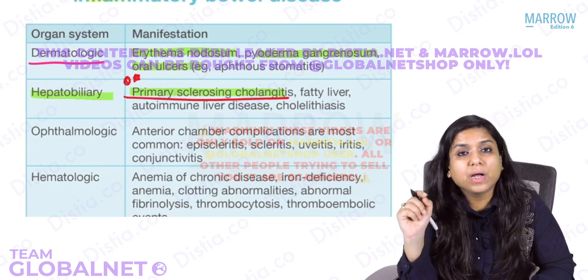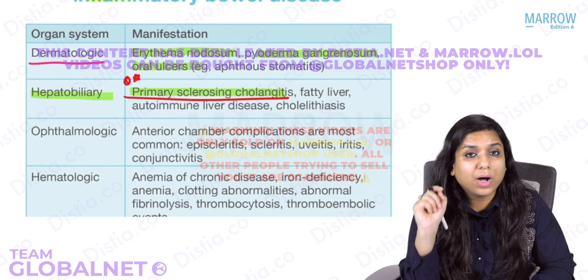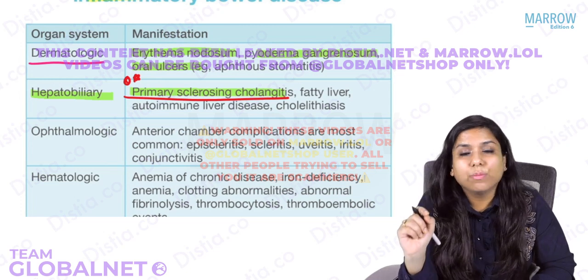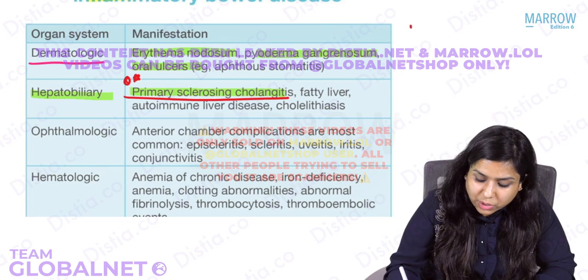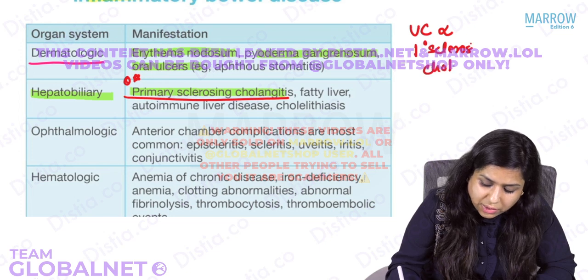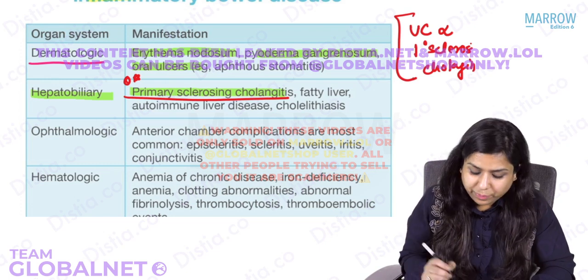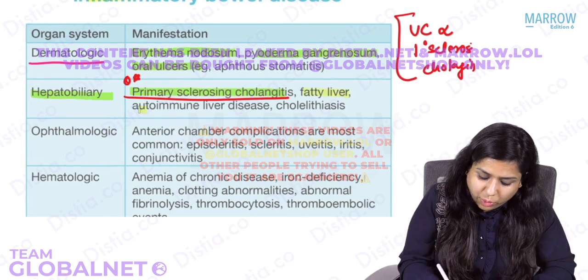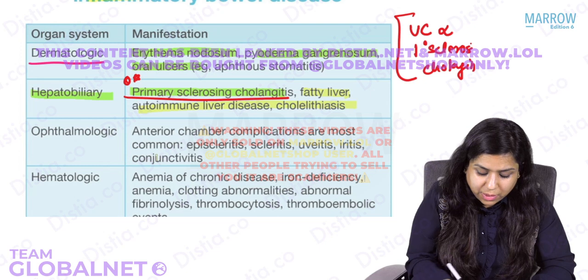The relation of primary sclerosing cholangitis to IBDs, especially it is common in ulcerative colitis. So ulcerative colitis is commonly associated with primary sclerosing cholangitis, and this fact is commonly used in a clinico-pathologic question. Please remember. Then we have fatty liver, autoimmune liver disease, cholelithiasis.